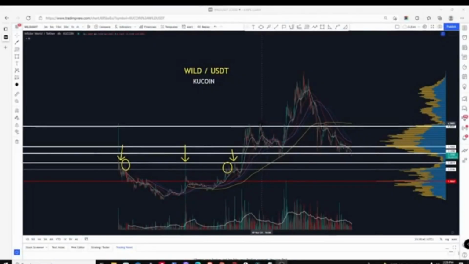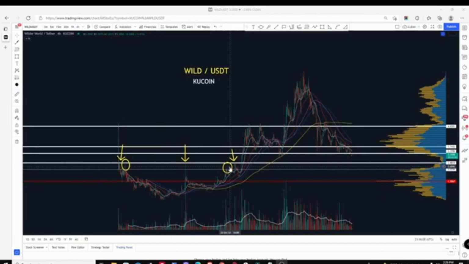Let's take this wild USDT chart for an example. As you can see, I've drawn this white line, which is a support resistance line, and I've drawn these arrows to indicate that the price action actually touched this area once, twice, 3 times almost perfectly. But then I've also drawn some circles to indicate that there were times that price action got really close and then got rejected. Over here again, really close, and then got rejected.